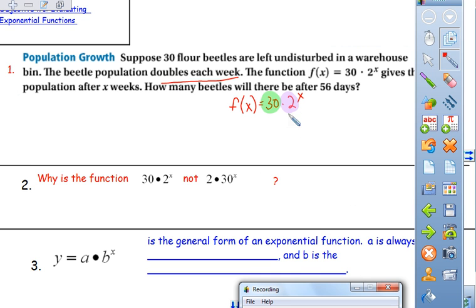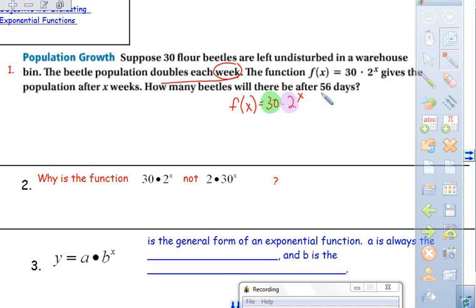So in our function, we start out with 30 beetles, and the population doubles every week. And I see a problem. This is 56 days, so we should figure out how many weeks that is. So I'm going to do 56 days divided by 7 to convert that into weeks, and that is 8 weeks. So 8 is what we're going to plug in for our value of x. So we need our calculators. 30 times 2 to the power of 8. 7,680 beetles.